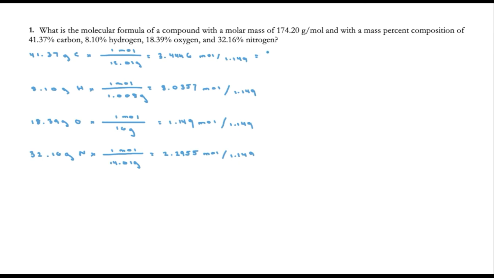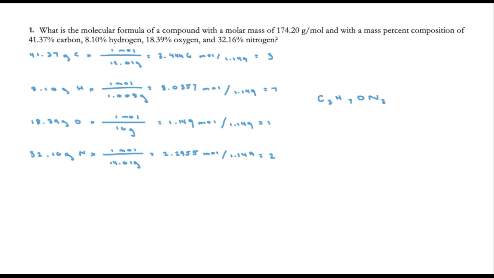And here I get 2.999, which I'm comfortable calling 3. Here I get 6.99, which I'm comfortable calling 7. This here would be 1. And then finally 2.2955, divided by 1.149, I get 1.997, which I'm comfortable calling 2. Sorry, this is a little hard to see. This is an 8, that's a 3. But when you write your empirical formula, this is going to be C3, H7, O, and then N2. Now, this is your empirical formula.